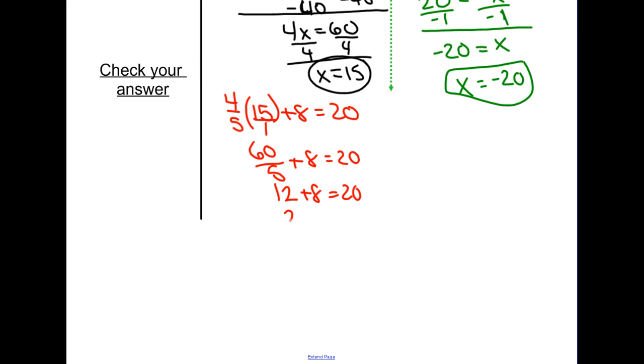Does that work? Well, sure. 20 definitely equals 20, and I'm sorry, I should have put my question mark there because we were testing to make sure they worked, and they did indeed work.